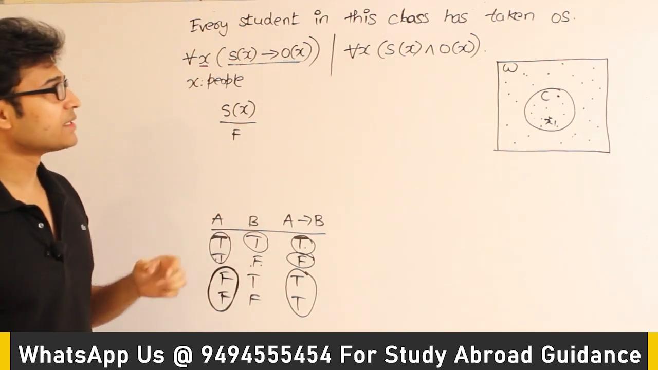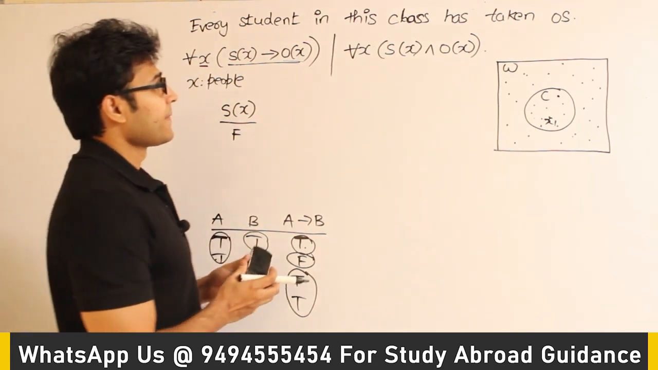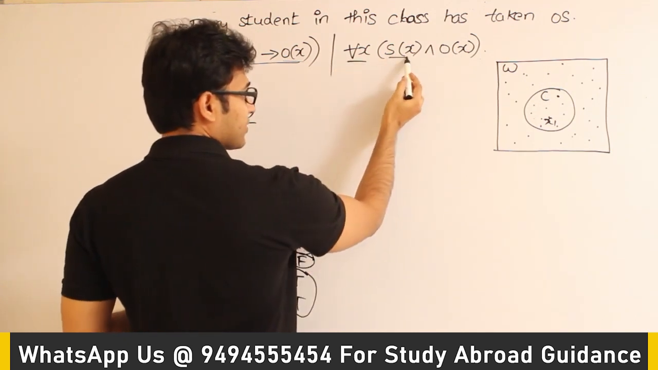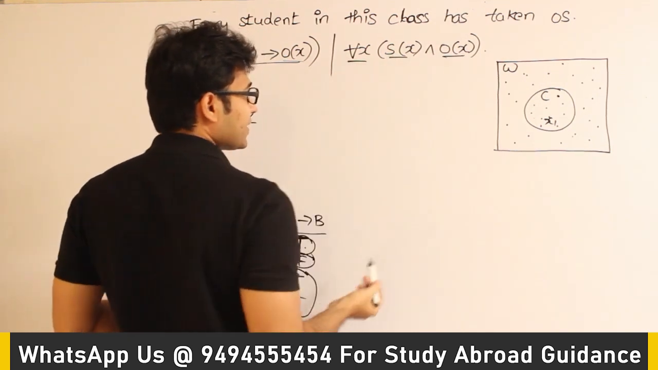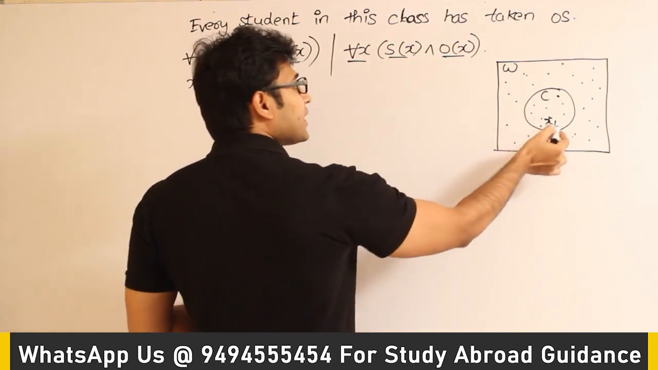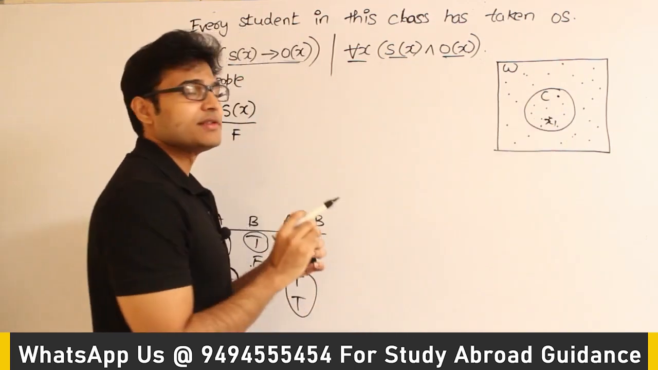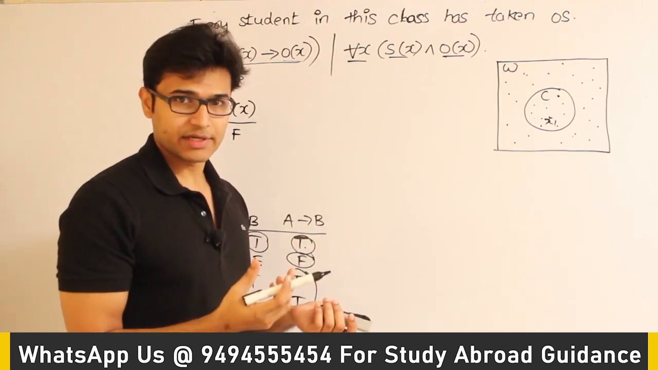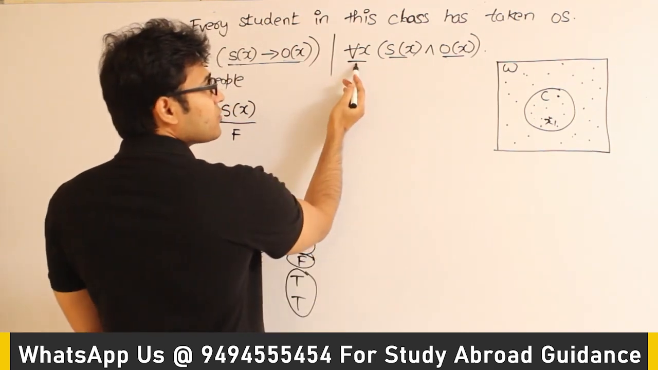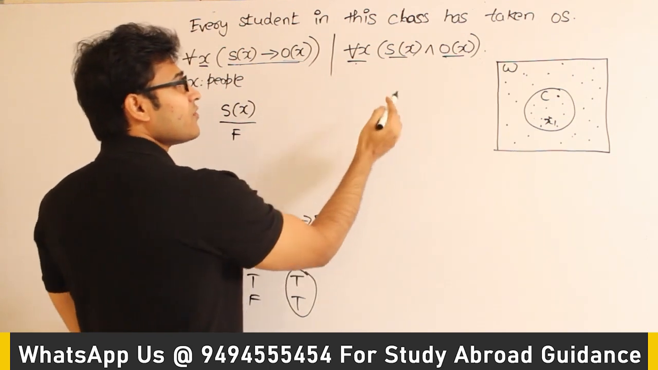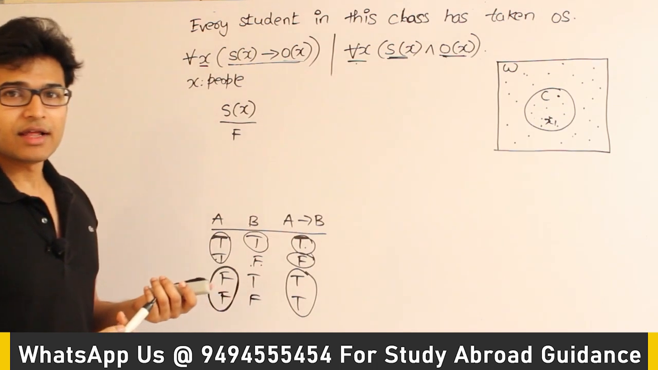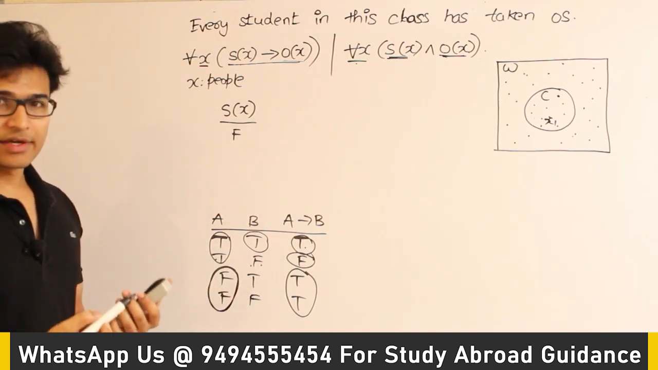Why can't we use it? Just see, for all x, S of x and O of x. Now let us say everyone in the classroom has taken the operating system course. Then what are we supposed to get? Truth value, isn't it? Now this one will give the truth value when for every value of x, these two are true, isn't it?